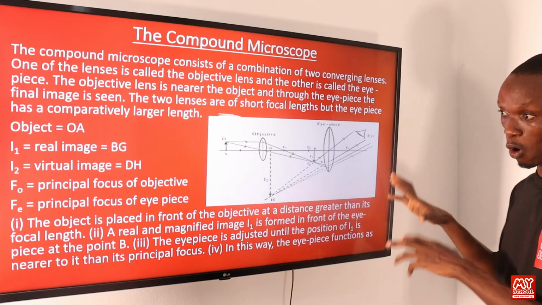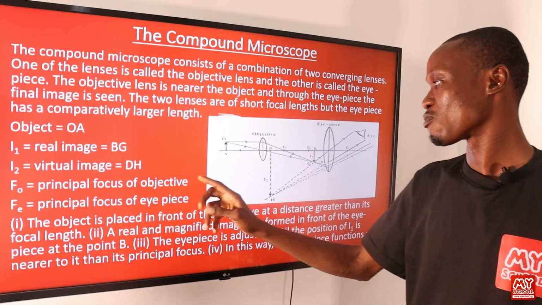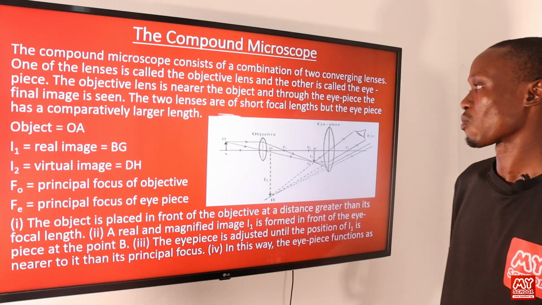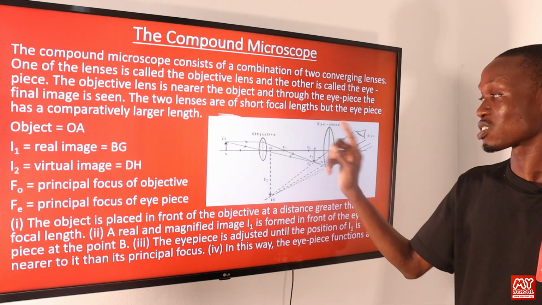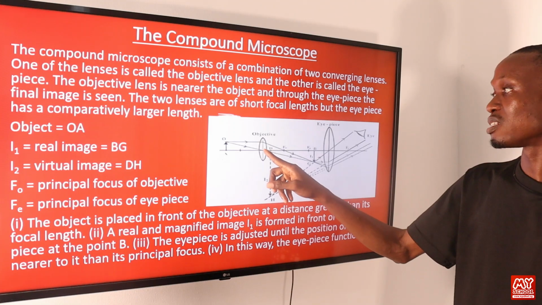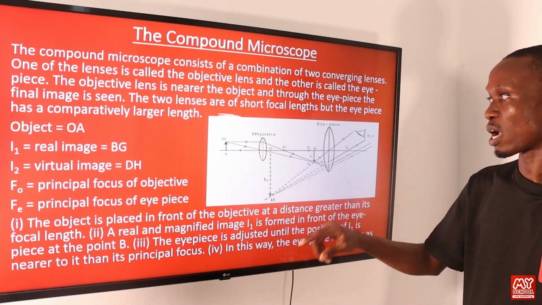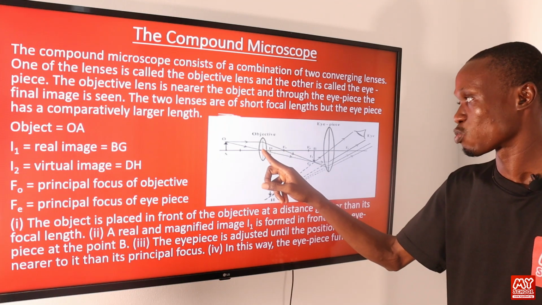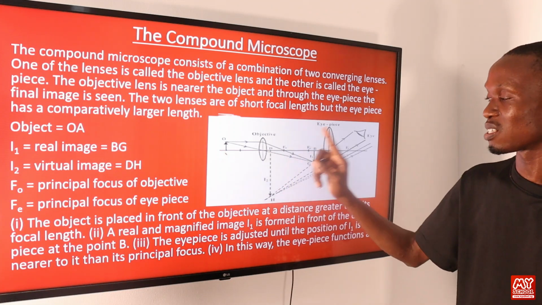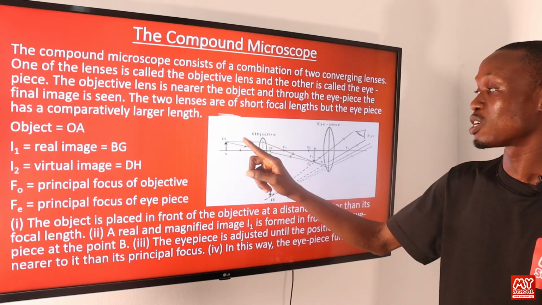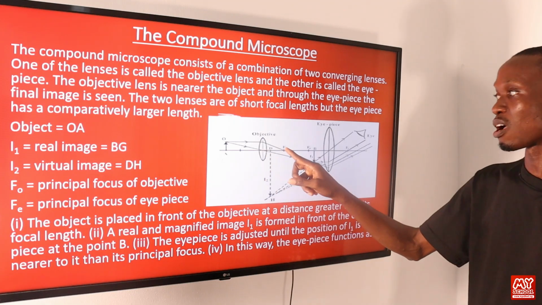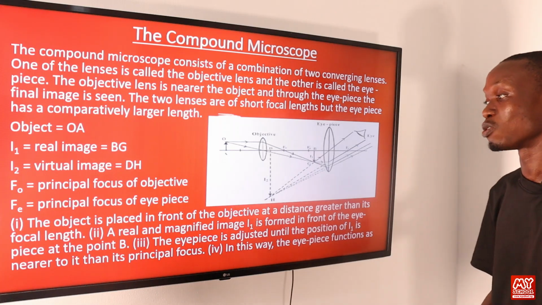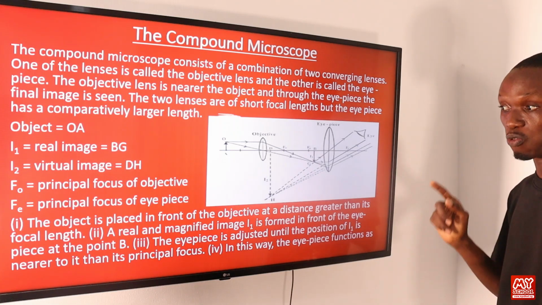Below is how the compound microscope helps in magnifying the image of the object. The object is placed in front of the objective at a distance greater than its focal length. If you look at the focal length, the distance between the principal focus and the optical center gives us the focal length. You will discover that the distance from the optical center to the object is more than that from the optical center to the principal focus. So just take note of that: the object is placed in front of the objective at a distance greater than its focal length.